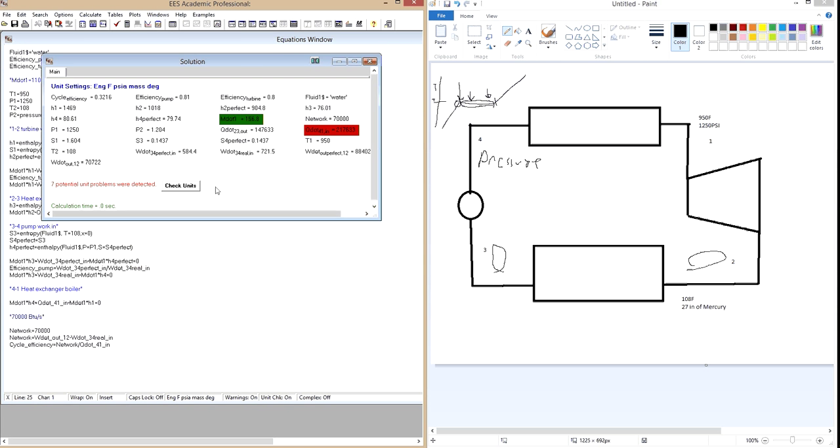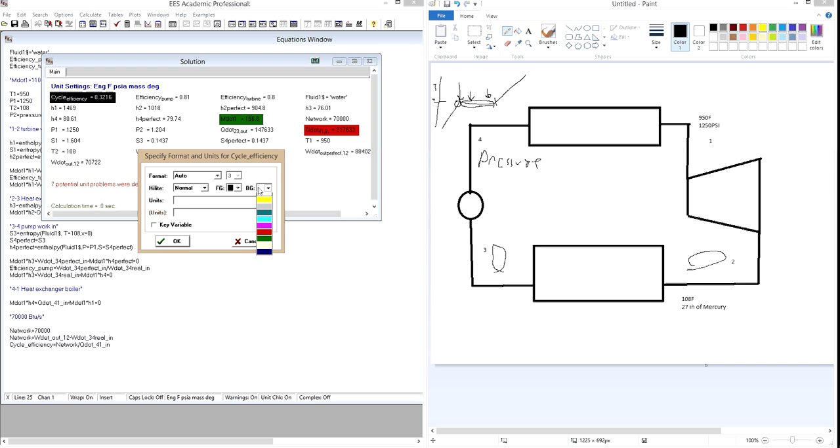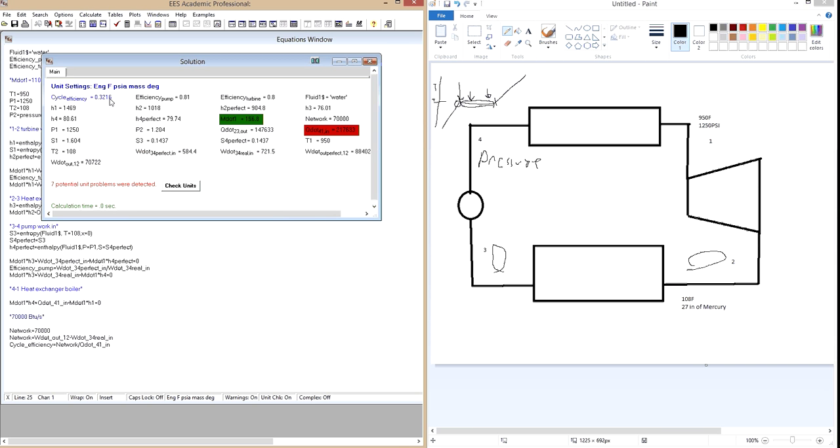Let's go check out cycle efficiency right here. 0.32. I'm going to make this foreground like blue. Bam, there's your cycle efficiency. 32%, which is what most people should be getting in this with these numbers. Somewhere around there, plus or minus a little bit.